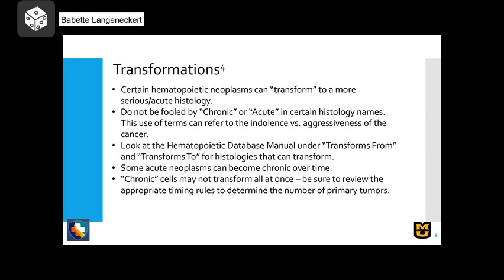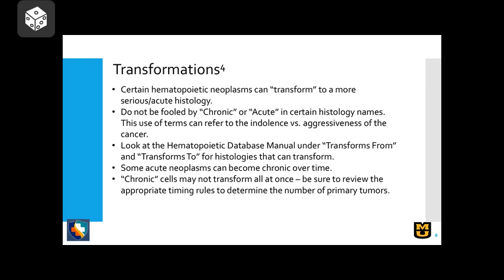Transformations. Certain hematopoietic neoplasms can transform to a more serious or acute histology. Do not be fooled by chronic or acute in certain histology names. The use of these terms can refer to the indolence versus aggressiveness of the cancer. Look at the Hematopoietic Database Manual under Transforms from and Transforms to for histologies that can transform.